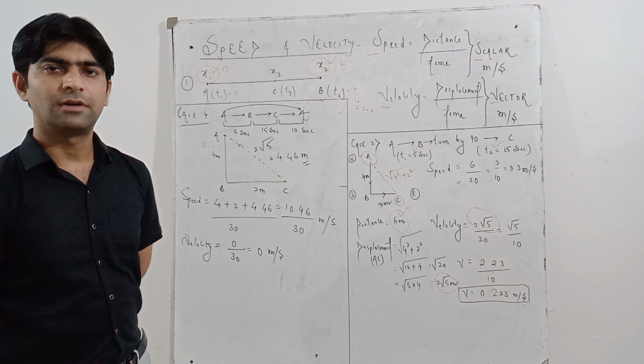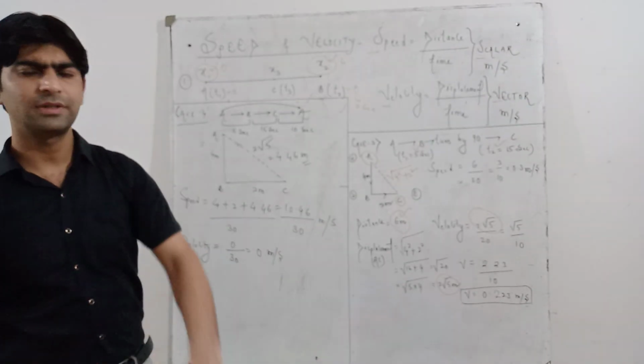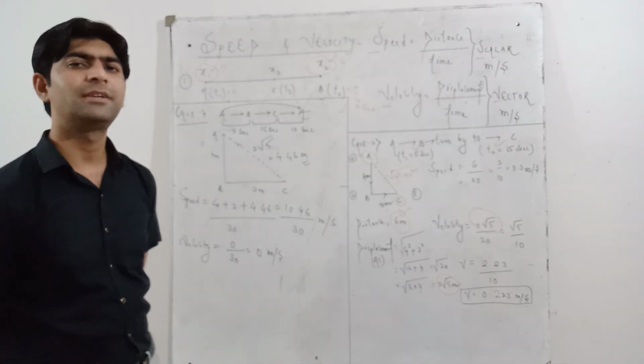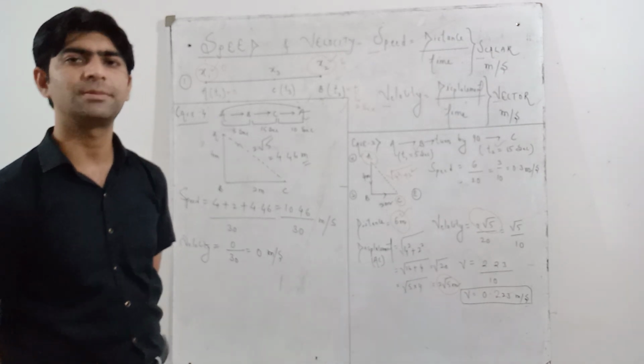That means in this case the velocity is 0 meter per second and the speed is 10.46 upon 30, almost 1/3 meter per second. You may calculate it. The data doesn't matter for me, the concept matters.